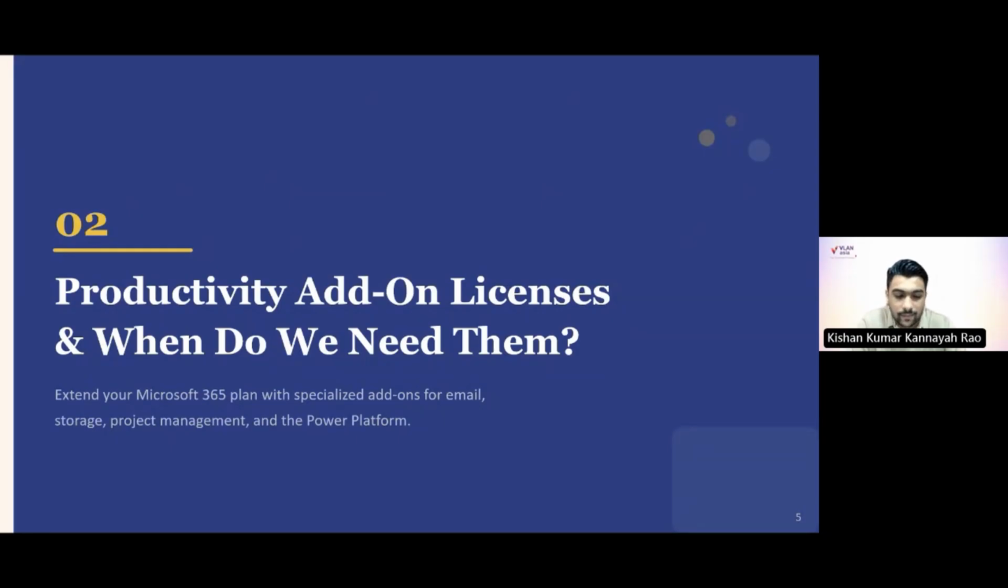license. I have segregated this into a few segments where we will be focusing on productivity. Once productivity is done, then we'll be focusing on the security part, because we have to understand there are also add-on licenses for productivity. So I will show in a bit. Basically, the next topic is related to productivity: extend your 365 plan with a specialized add-on for emails, storage, project management, and also Power Platform. So this is what we're going to focus on. There's no security part that we're going to focus on here. So it's email, storage, project management, and Power Platform, right?